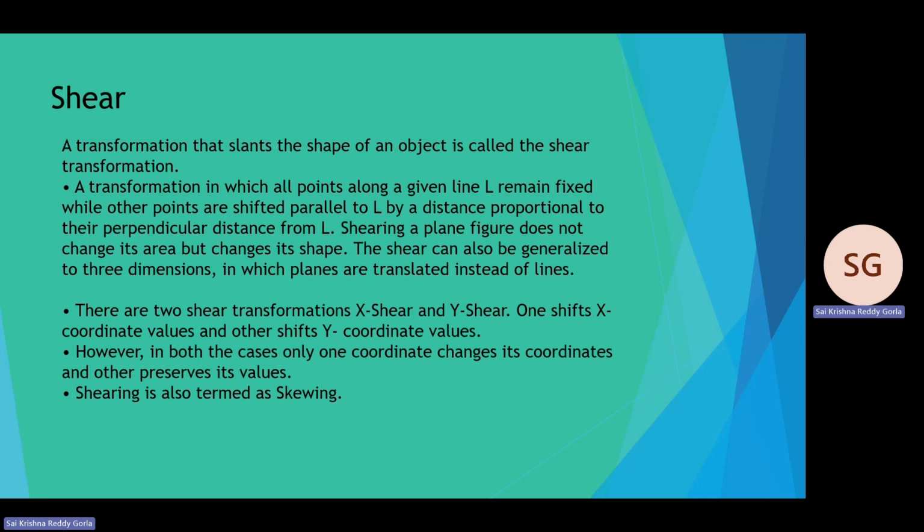Shearing a plane figure does not change its area, but changes only its shape. The shear can also be generalized to three dimensions, in which planes are translated instead of lines. There are two shear transformations: x shear and y shear. One shifts x coordinate values, another shifts y coordinate values. However, in both cases only one coordinate changes, and the other preserves its value. Shearing is also termed as skew.